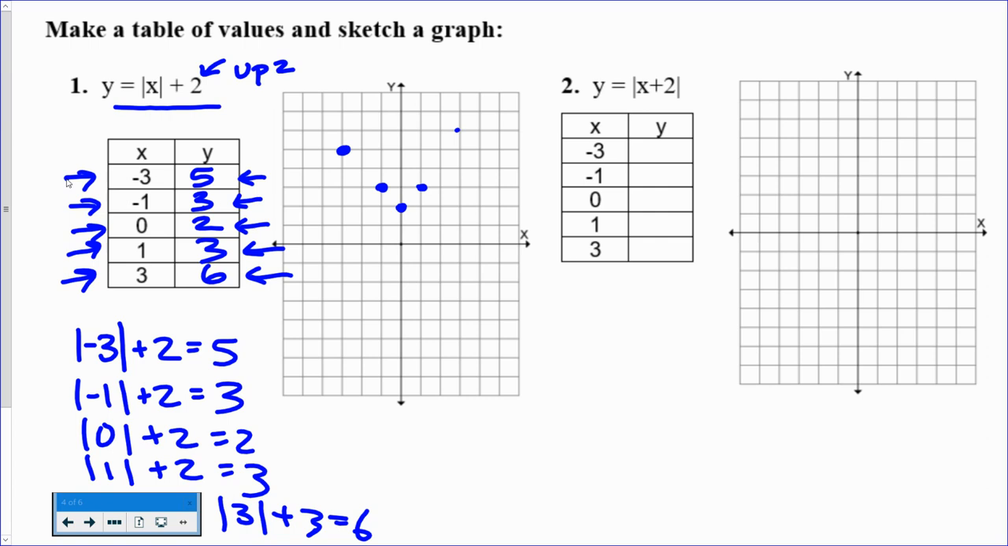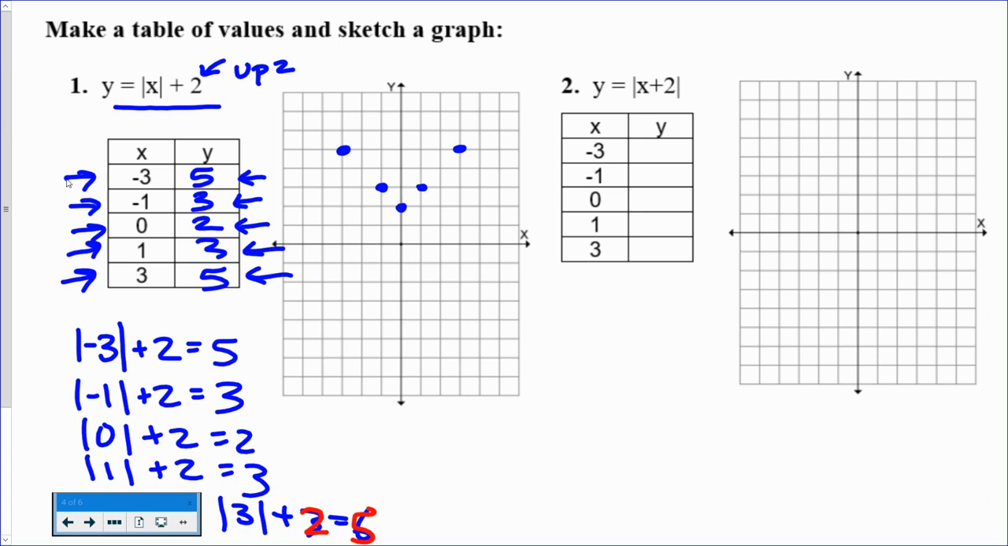Oh, I put a +3 here when it should have been +2, and that would be 5. Whoops. So one thing I was noticing is it should have been symmetric on the other side, so that's how I knew I was wrong here.